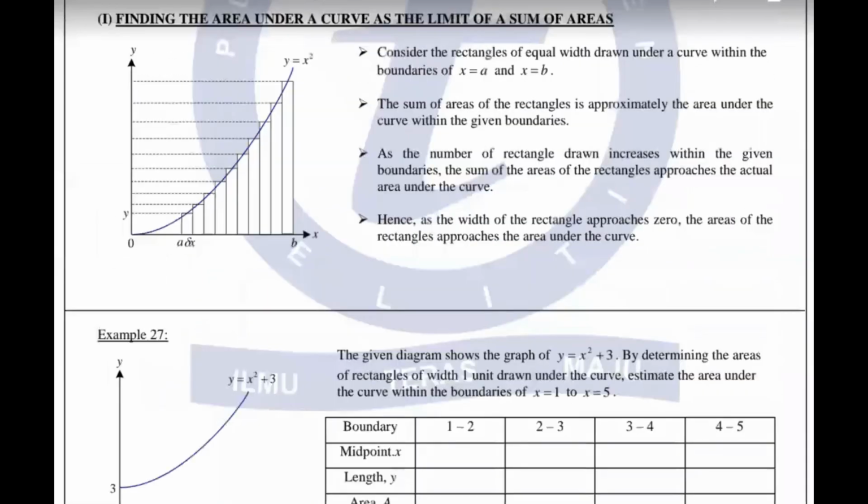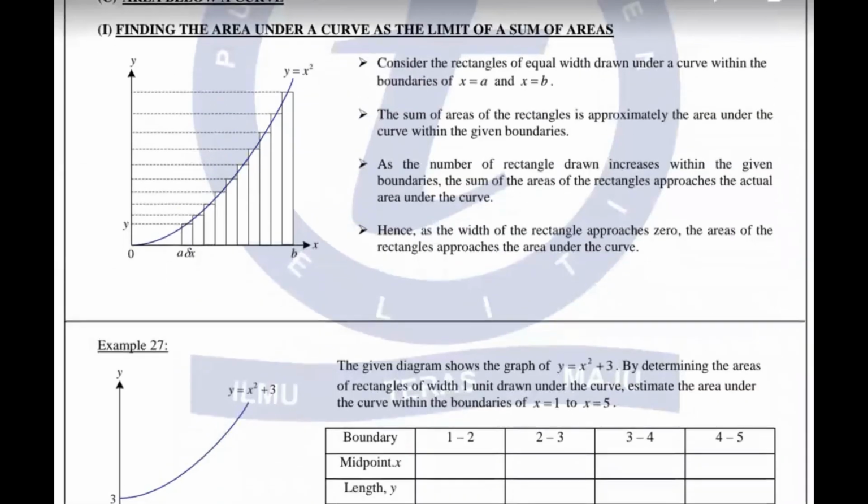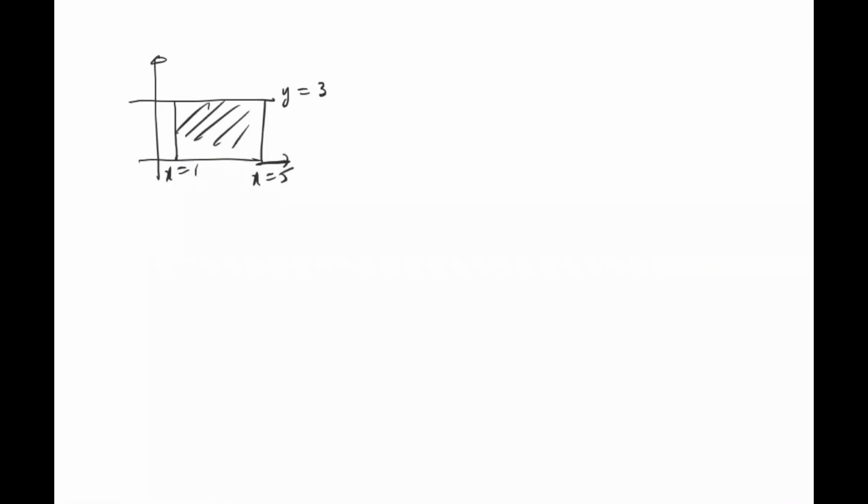Okay, but if you want to find the area under the graph for a rectangle, it's very simple. Let's say I have y equals 3, and this is x equals 1, and this is x equals 5. So how do you find this area? We just take length times breadth. Correct or not?